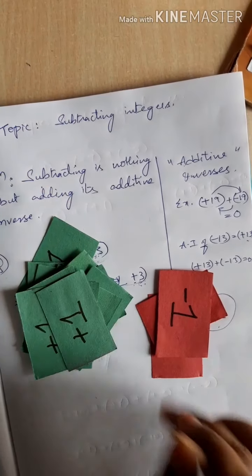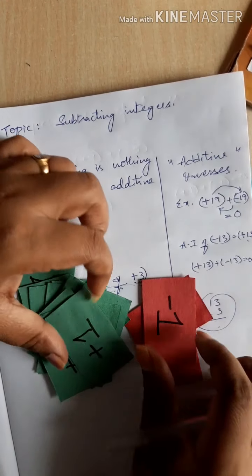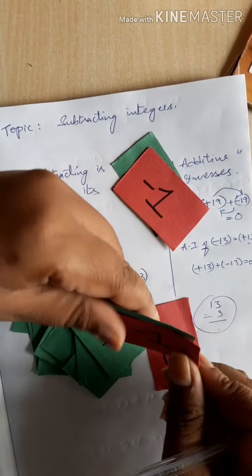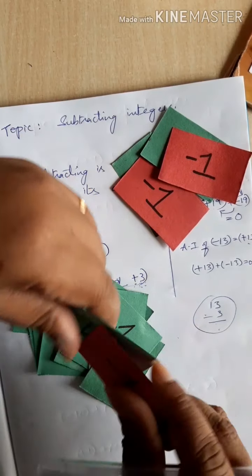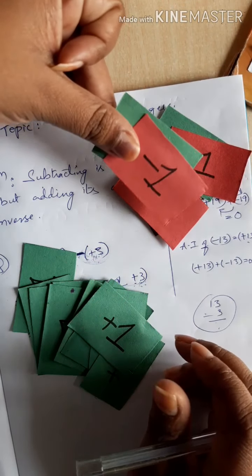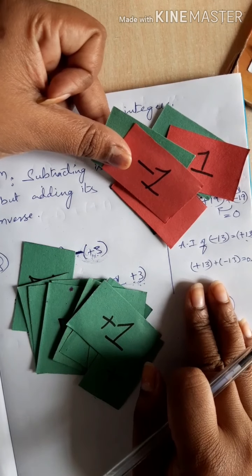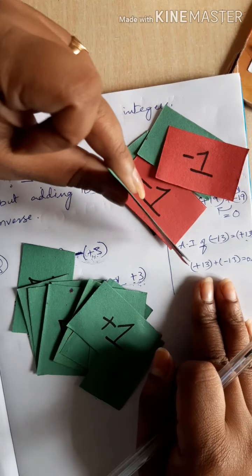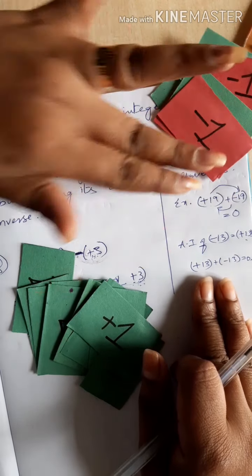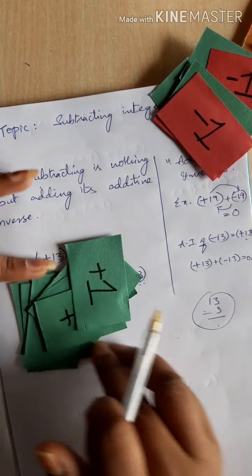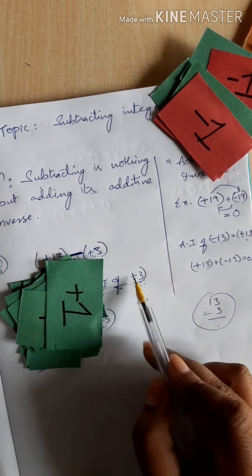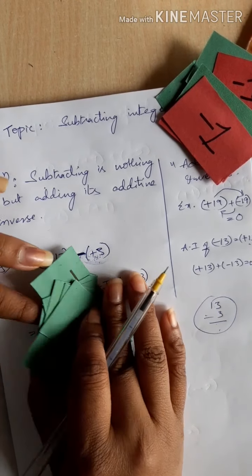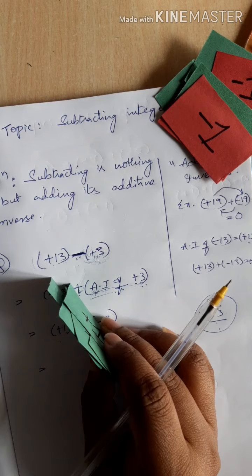Both are different colors, so I need to add. How to add? Using the additive inverse property. Plus 1 minus 1 is 0, plus 1 minus 1 is 0, plus 1 minus 1 is 0. See, when you are taking out, what you are doing: I have 3 red cards, so for those red cards, I have taken another 3 cards and made it 0, and I am removing. It's nothing but out of 13 green cards, you are removing 3 green cards.